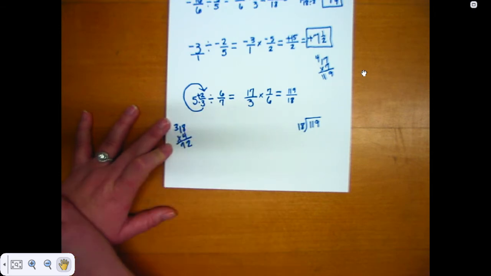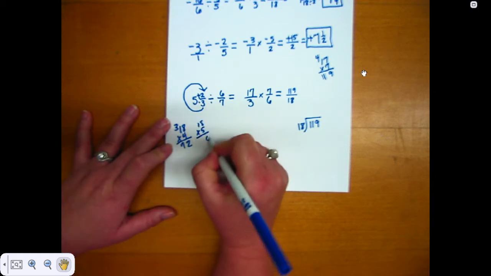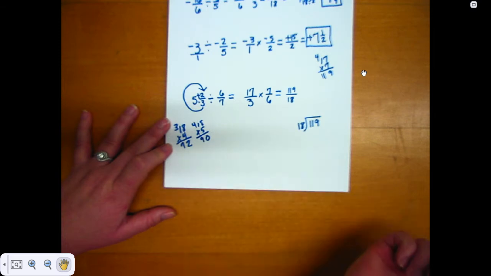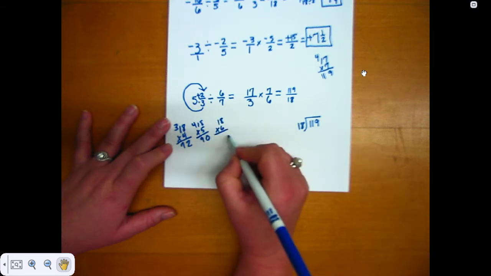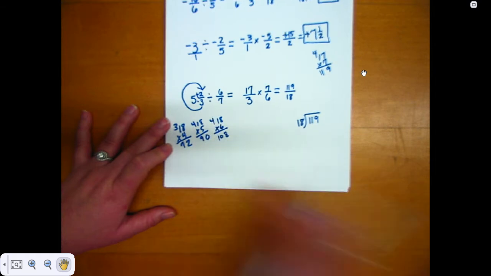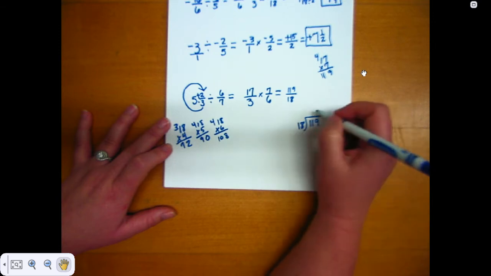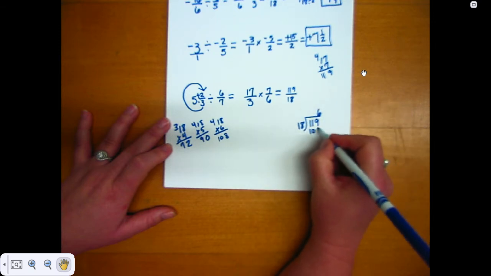Oh, that's only 72. Let's try 5. That's 90. That's closer. Let's try 6. 108. I think that's as close as we're going to get. So let's go 6. 6 times 18 is 108.